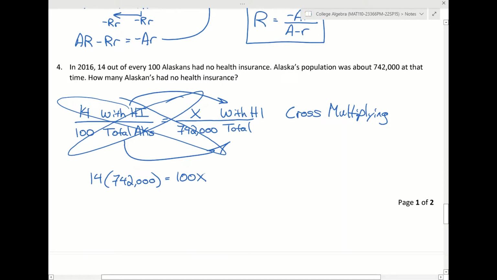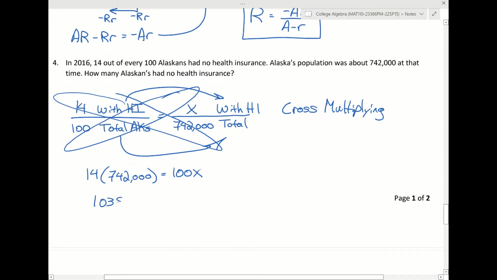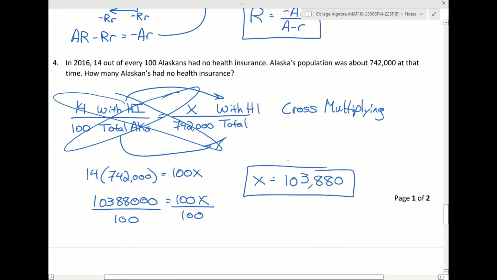Calculator, 14 times 742,000 is 10,388,000. I'll divide both sides by 100 to get x by itself. X is equal to 103,880. The number of Alaskans out of 742,000 that have health insurance, 14.